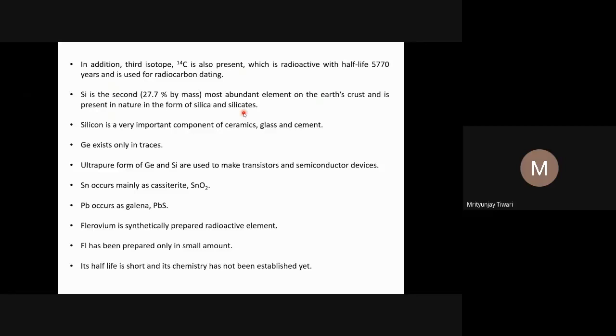Silicon is a very important component of ceramics, glass, and cements. These are things that we know; perhaps you also know that ceramics, glass, and cement contain silicon. Germanium exists only in traces, meaning in a very small amount on Earth. The ultra pure forms of silicon and germanium are used to make transistors and semiconductor devices, because silicon and germanium are semiconductors.